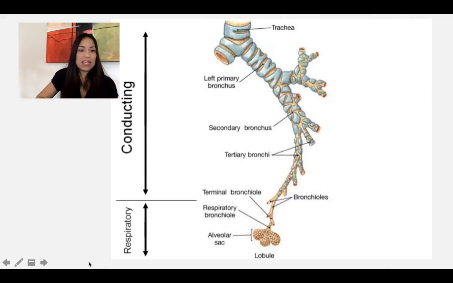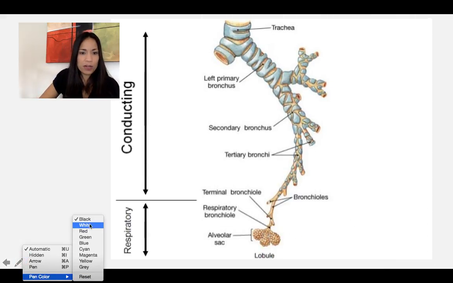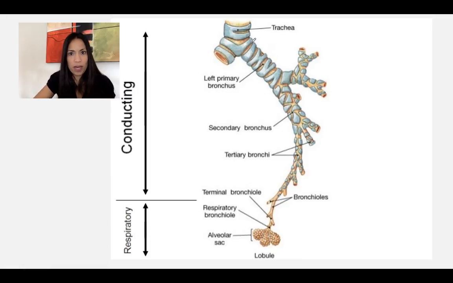Okay, so let's describe the branching pattern here. So we have the trachea, okay, and we said that right here at the carina is where it divides into the right and the left primary bronchus, okay? The right one is not shown in here, but it is shorter, more vertical, so it descends more vertically than the left one, and is wider.